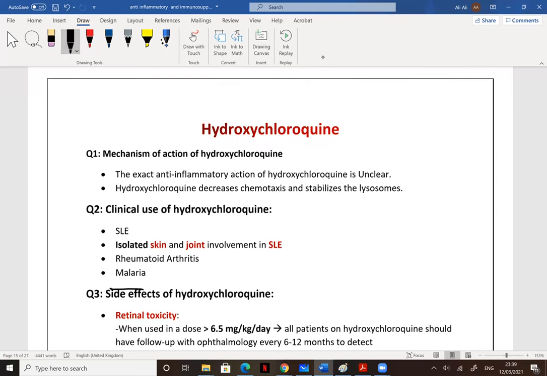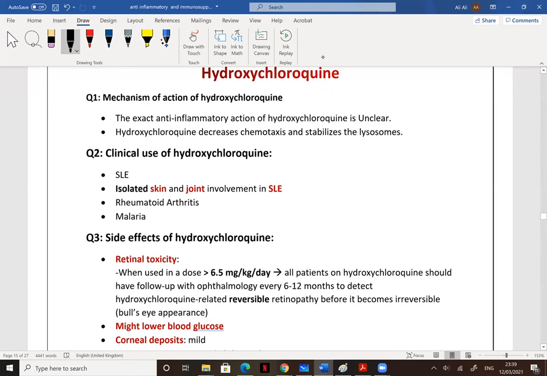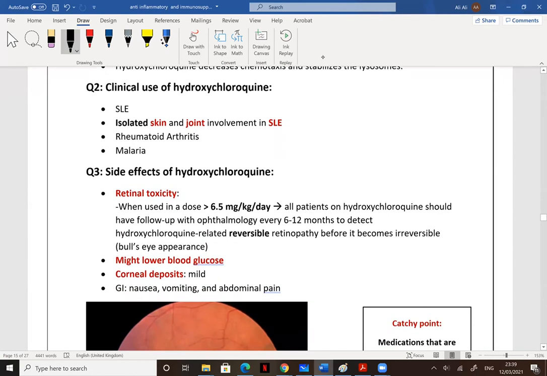What are the major side effects of hydroxychloroquine? One of the major side effects of hydroxychloroquine is eye manifestation. We have two eye manifestations. Number 1 is retinal toxicity. Retinal toxicity, guys, might be irreversible. Corneal toxicity is mild. Corneal deposits are mild, but retinal toxicity at late stages is irreversible.